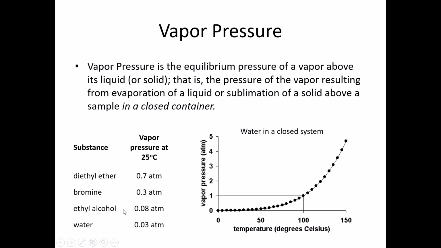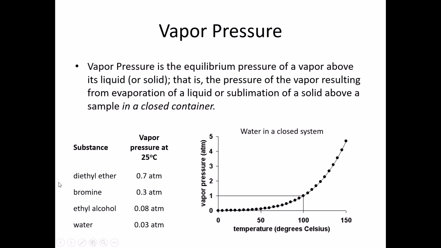Ethyl alcohol has a little bit more vapor pressure, and we can actually smell the gas vapors from alcohol. Bromine has even more vapor pressure. You can actually see bromine vapors coming off the liquid. And diethyl ether has the greatest of these 4. Diethyl ether used to be used as an anesthesia to knock people out because it has such strong vapors. So this is all based on intermolecular forces.